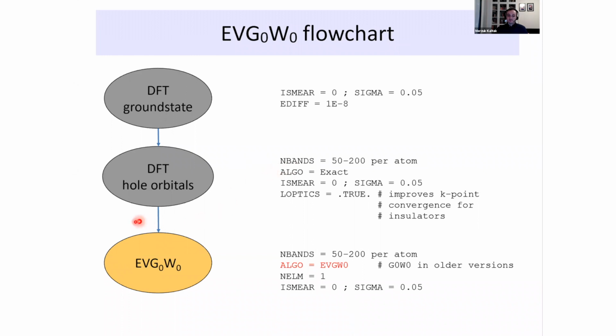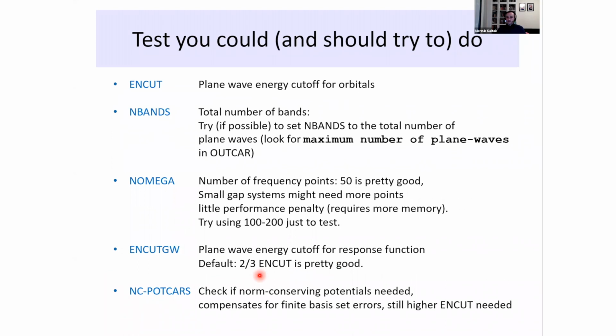And then you perform the actual GW step in the 3rd step. So here you use the same number of bands and select the corresponding algorithm with this EVGW0. In older versions, we called this G0W0, and set this tag equal to 1. Okay, so additional INCAR tags that you should take care of when doing GW calculations are, for instance, the cutoff of the orbitals, so the energy cutoff of the orbitals.